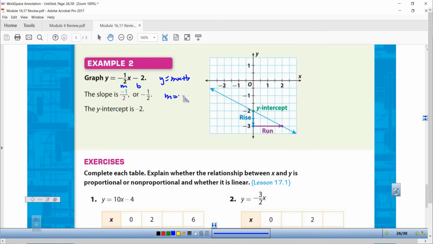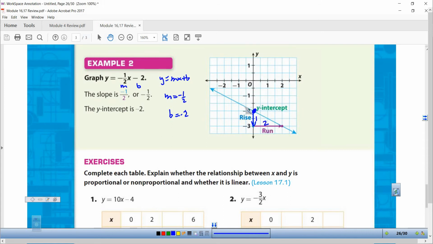So m is negative 1/2 and b is negative 2. Remember, when you're graphing a line, you start at the y-intercept, correct? You start at the y-intercept at negative 2, and then I go down 1. Now again, look at the scale. The scale here is a half, right? So going down 1 and over 2 is that way.